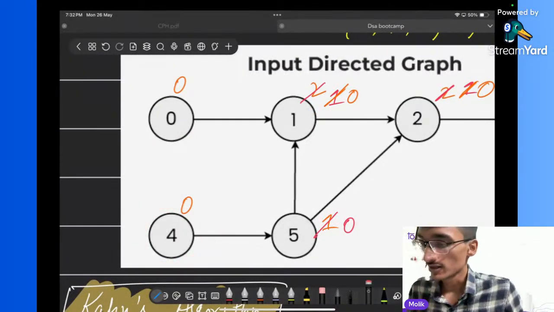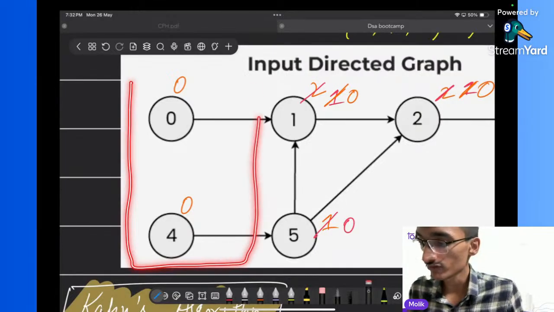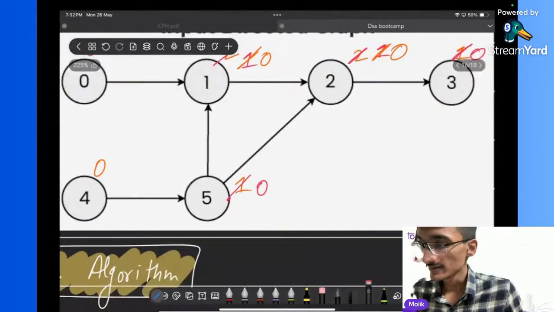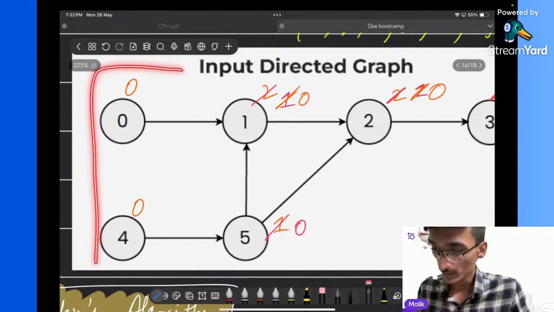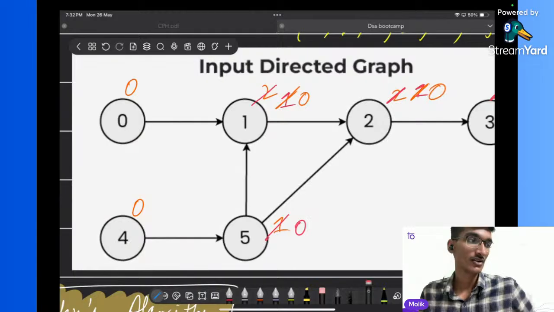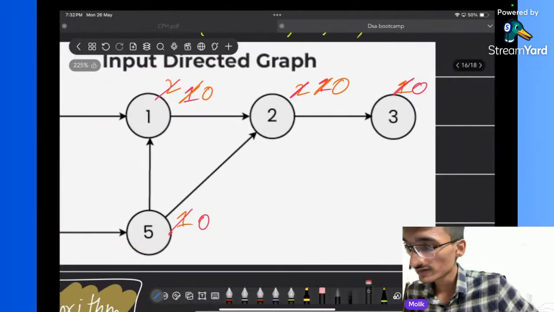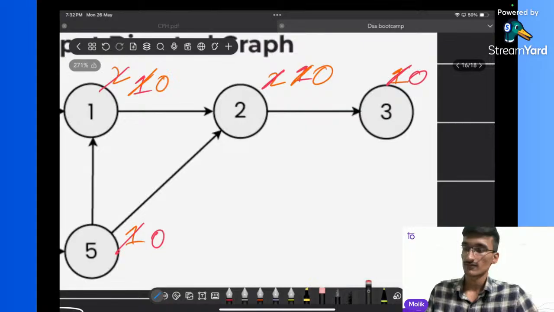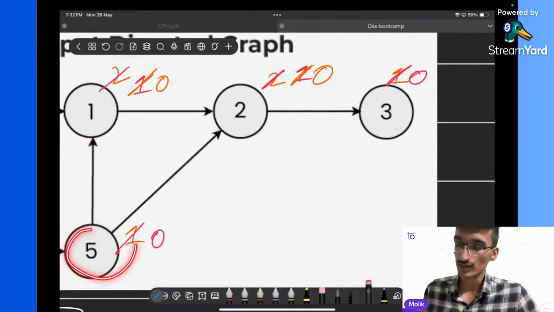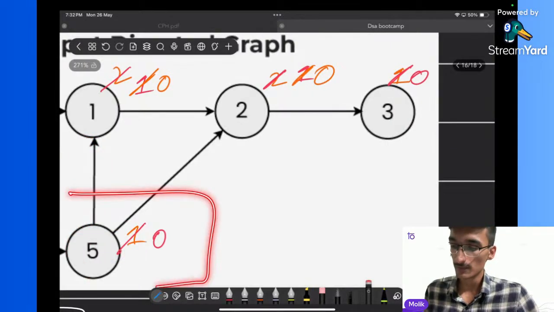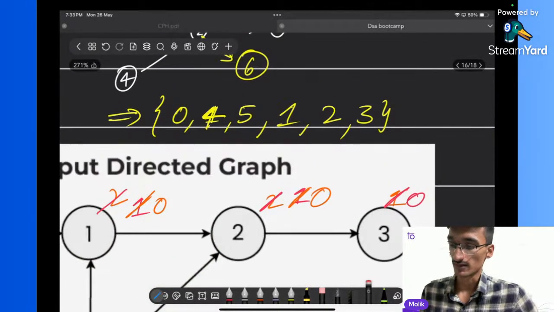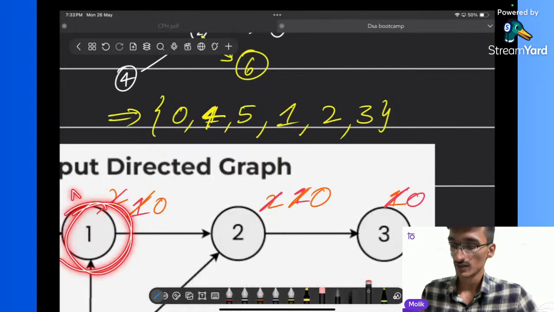Think of it like this: you are removing the part of the graph with 0 in degree. You are removing this part. Then see this graph like this. Now this has 0 in degree, right? This has 1 in degree. This has 0 in degree, right? Now again remove the part with 0 in degree. Now see the graph like this. Again, this has 0 in degree, right? So remove this part.